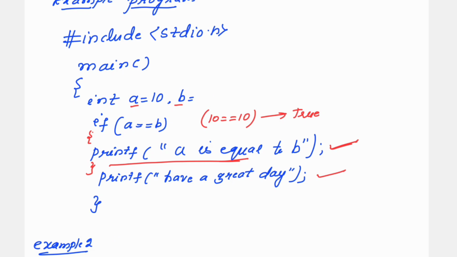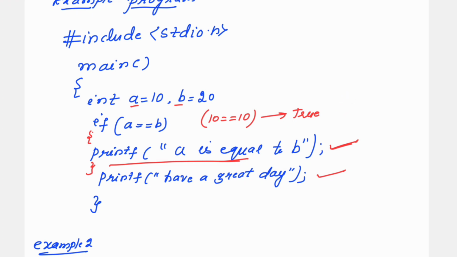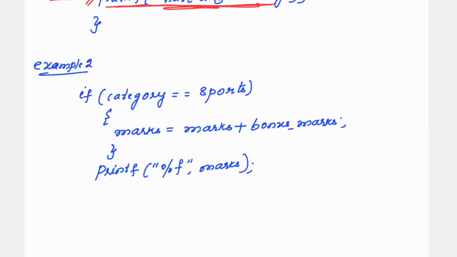Suppose we had initialized the b value as 20. In the test condition, what will happen? 10 equal to 20. Now the condition is false. If the condition is false, this statement will not get executed. The control will directly print statement X, which here is printf have a great day. So when the condition is false, only statement X will get executed. If the condition is true, this statement will get executed as well as statement X. So this is how the if statement works.